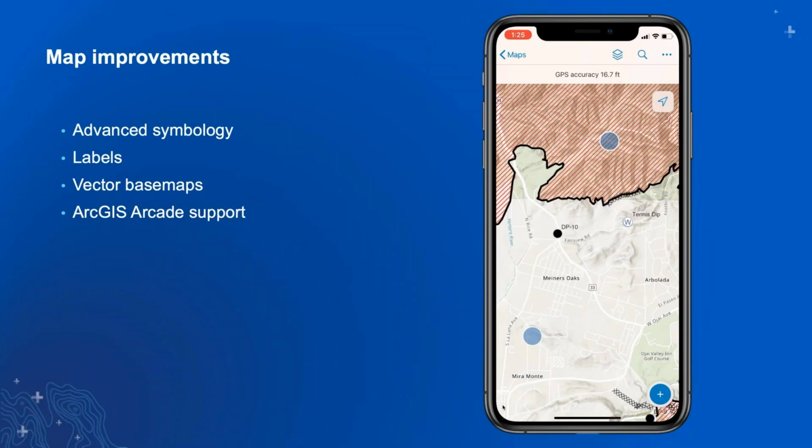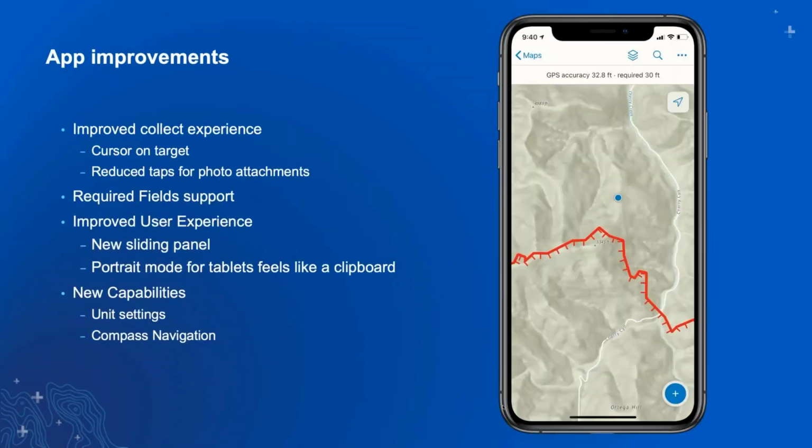And then finally, and I'll talk about this a bit more, ArcGIS Arcade support is very powerful if you're not familiar with it. We'll take a look at an example in a minute of how you can leverage this in your work. So we talked about the map improvements, things like labels and better symbology.